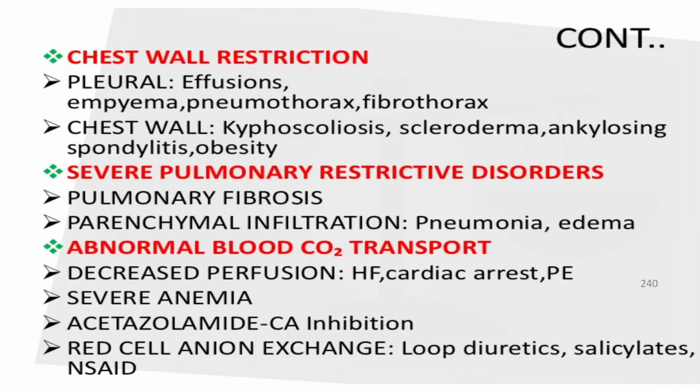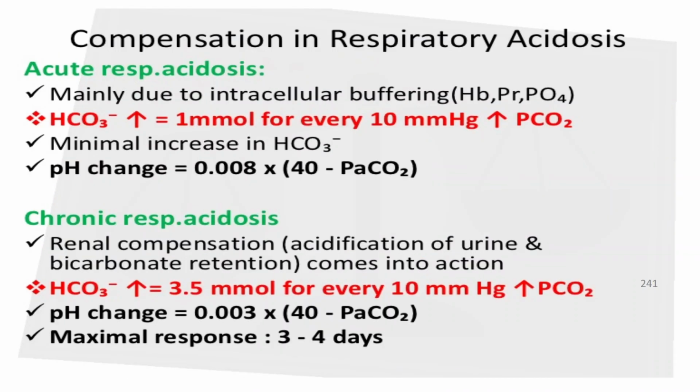It can occur due to chest wall abnormalities. It can occur due to restrictive disorders of the lungs like pulmonary fibrosis, etc. Or if there is an abnormality of carbon dioxide transport in the blood, like cardiac arrest, anemia, or drugs like acetazolamide, which can also result in respiratory acidosis.